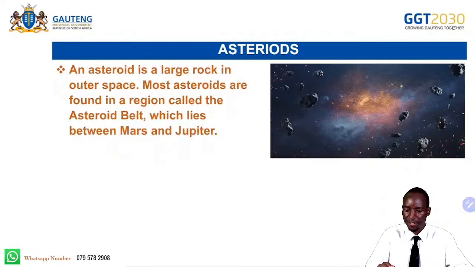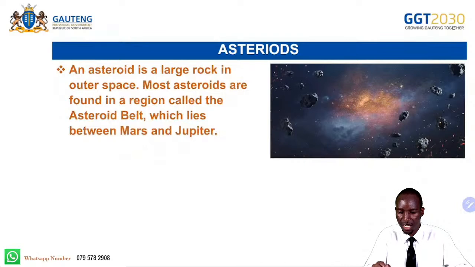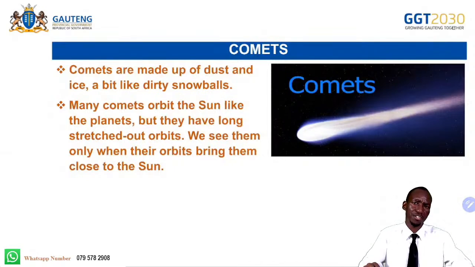Now, there is a picture showing the asteroids there. As you can see, they are mainly rocky objects found in outer space. Those are asteroids. We've got other objects which are also found in space within our solar system, and these are called comets. Comets are objects made up of dust and ice, and they look like dirty snowballs. Many comets orbit the Sun like the planets, but they've got long stretched out orbits.